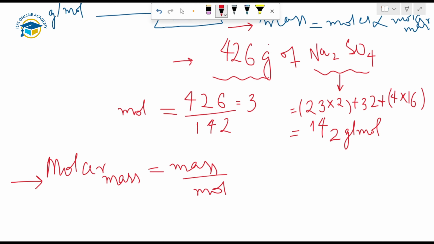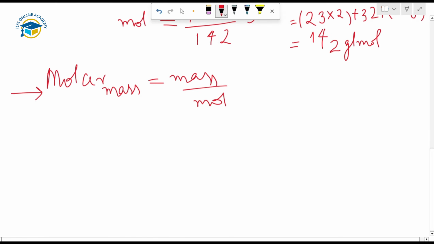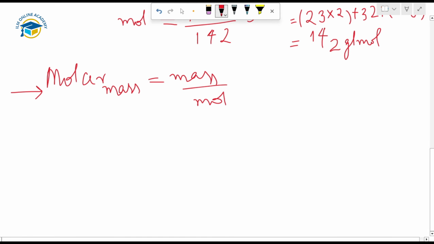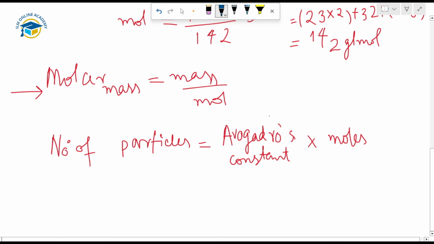Next, we will calculate the number of particles by using the value of Avogadro's constant. As you know, Avogadro's constant contains the number of particles, which is 6.02 times 10 raised to power 23, and the amount of a substance is the number of moles. So for calculating the number of particles present in any substance, we have the formula: number of particles equals Avogadro's constant multiplied by the moles.